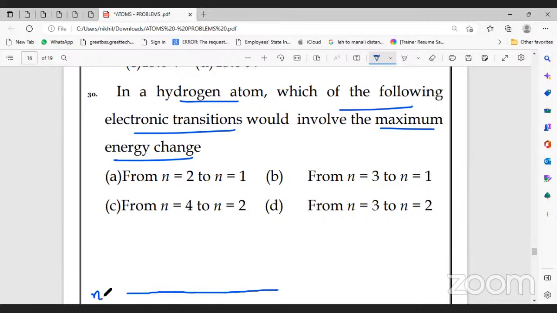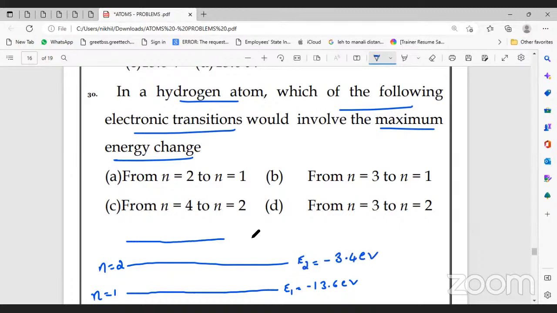So this is the first orbit. What is the energy in the first orbit? Minus 13.6 electron volt. What is the energy in the second orbit? You have to divide by 4. So that is minus 3.4 electron volt. What is the energy in the third orbit? You have to divide by 9. Divide by 9 means minus 1.54 electron volt.